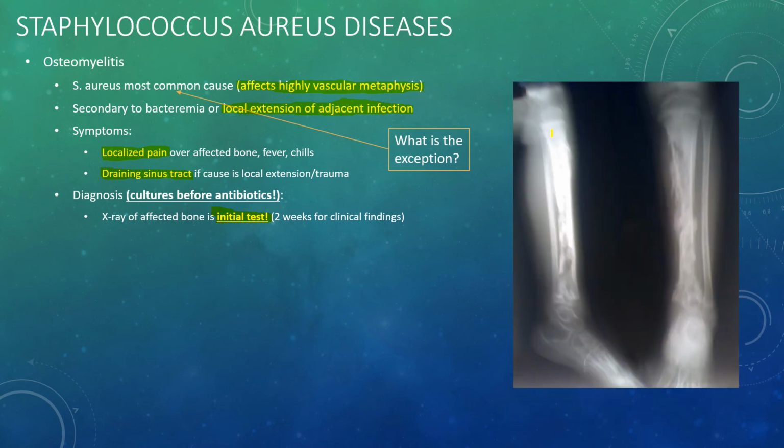Alright, here's what it'll look like if it's very severe. Look at how damaged the bone is. You have all these lytic lesions in the bone from the osteomyelitis. MRI, however, is the best test for imaging.